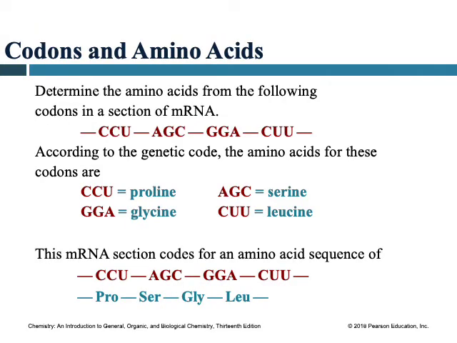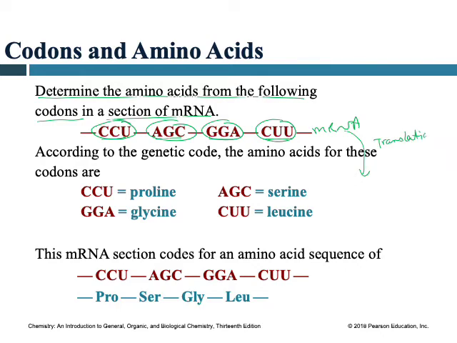Let's take a couple of examples. Determine the amino acid sequence from the following codons in the section of mRNA. So this is your mRNA, and you have the sequence CCU, AGC, CGA, CUU. So these are triplets. And now you have to tell me, if this is an mRNA sequence and you do the translation process, what is the sequence of amino acids? And the codon information is already given.